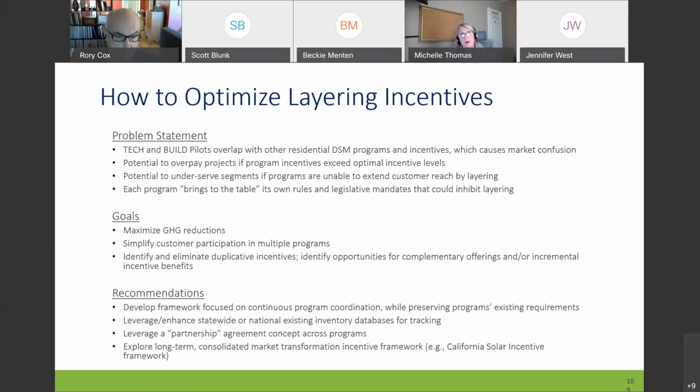So by partnership, somebody had mentioned co-fund, which sometimes has a scary connotation for the utilities, but there needs to be an ability to work across proceedings, both within the utilities and beyond the utilities. And then looking at a longer term consolidated market transformation incentive framework. As I mentioned, something that's more holistic that really addresses the state's overarching goals. So that's sort of the background and how we started our framework approach.